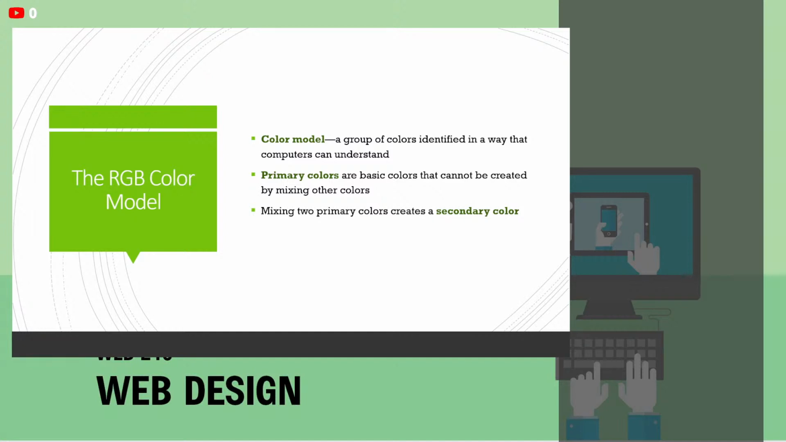But when we're talking about light and digital color, we are talking about the RGB color model: red, green, and blue. These are our three primary wavelengths of light. They're the three primary colors that are done by wavelengths of light.